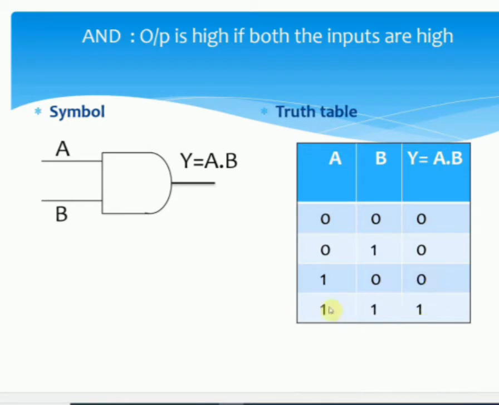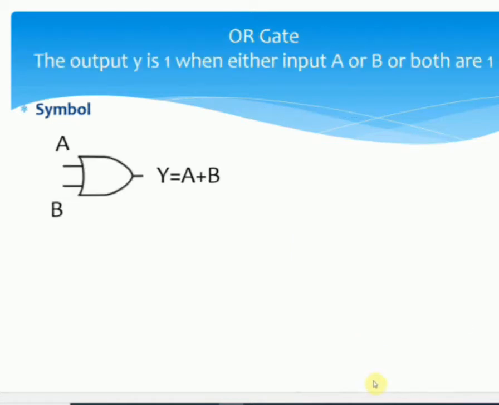And the last case is when A is 1 and B is 1, it will result in output equal to 1. So we can say that the output of the AND gate is high if both the inputs A and B are high. Now we'll go for the next gate, that is the OR gate.